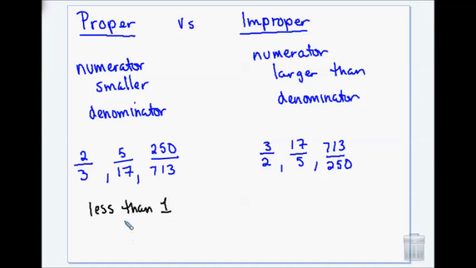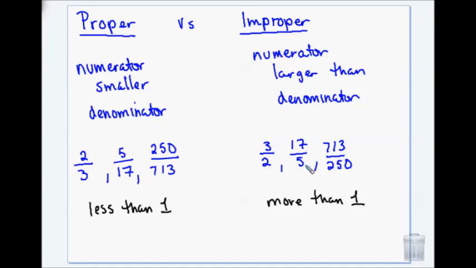Because 1 whole would have 17 parts, right? But I only have 5. Here, if I have an improper fraction, these are all going to be more than 1. Because there's 2 parts, but I have 3. Right? So I have 2 that makes a 1 whole, and then I have 1 left over.